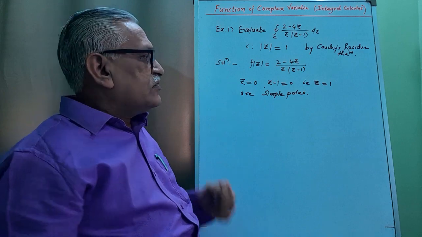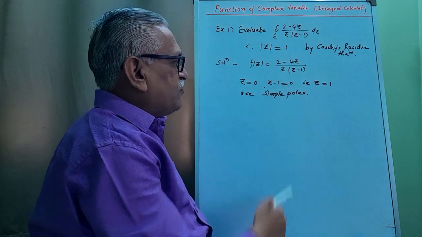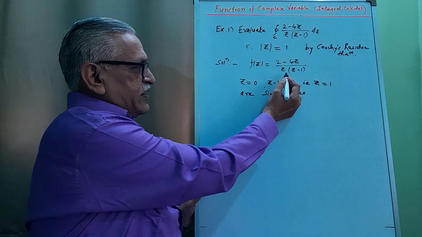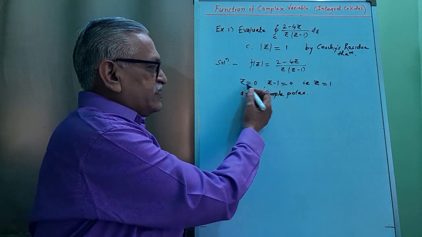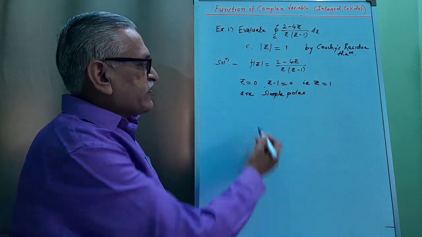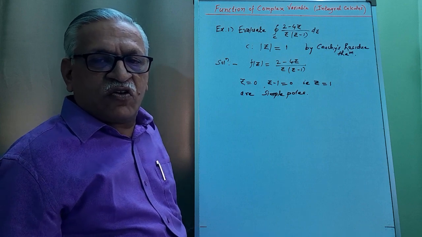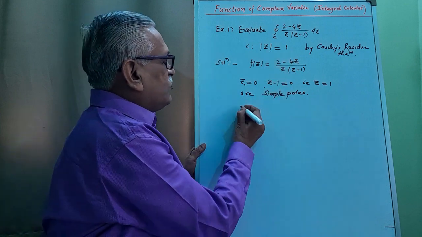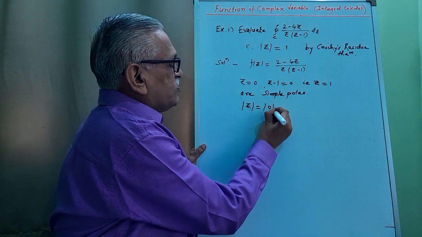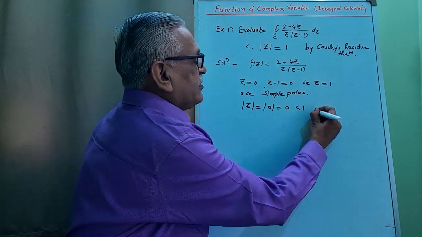First of all, we try to find the poles of that function f(z). f(z) is here (2 minus 4z) divided by z into (z minus 1). Equating the denominator terms to 0, we get the first one as z equals 0, the second one z minus 1 equals 0, that is z equals 1. These are the two simple poles. Then we check whether they lie inside, on, or outside the curve C. Mod z at z equals 0: mod of 0 is 0, which is less than the radius 1. Therefore, the point lies inside.